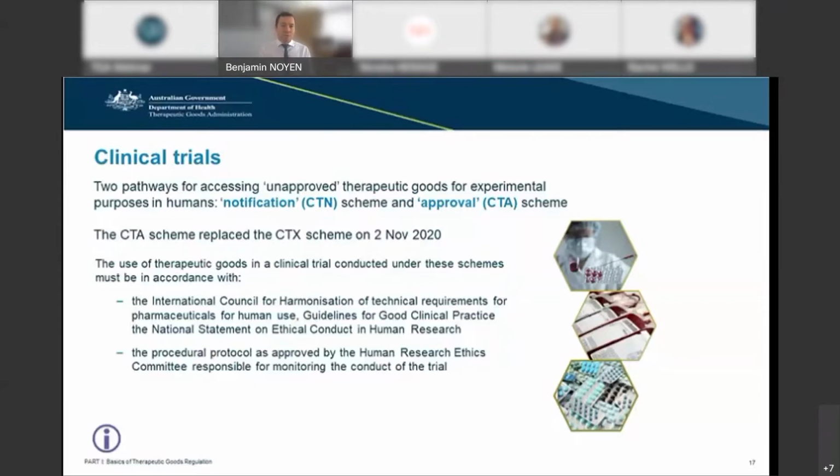While the TGA is not heavily involved in clinical trials, our two pathways for accessing unapproved therapeutic goods for experimental purposes are a notification process, called the CTN scheme, for lower risk products, and an approval process, now called the CTA scheme, for high risk or novel treatments such as gene therapy. This replaces an older previous CTX scheme, or exemption scheme, as it used to be known. Use of unapproved therapeutic goods in a clinical trial must be in accordance with national and international guidelines and the protocol approved by the relevant Human Research Ethics Committee.